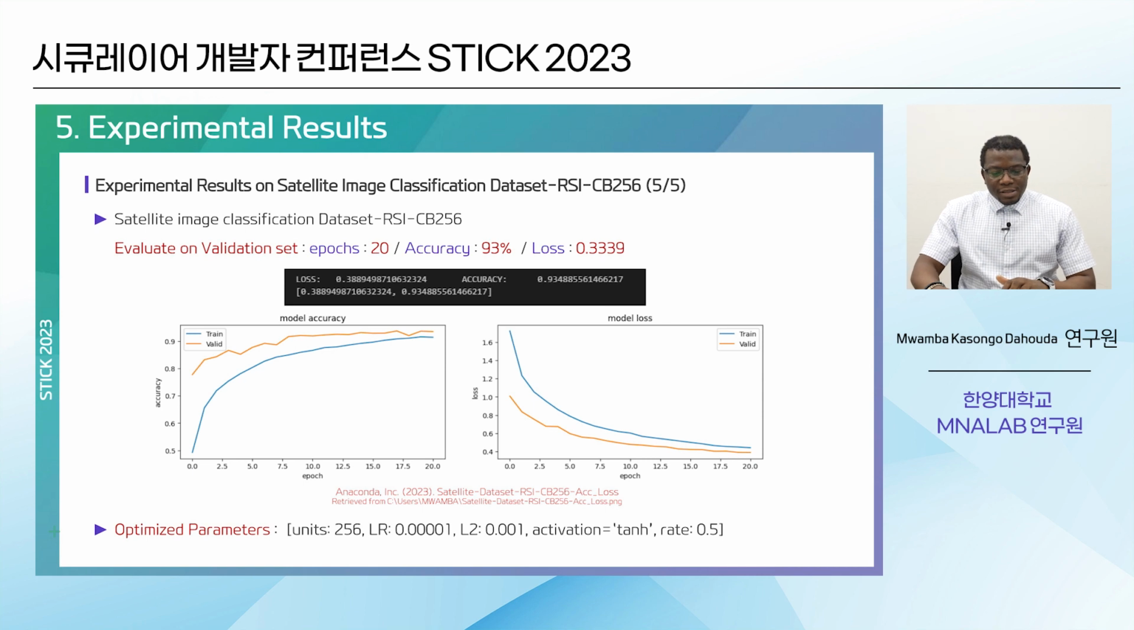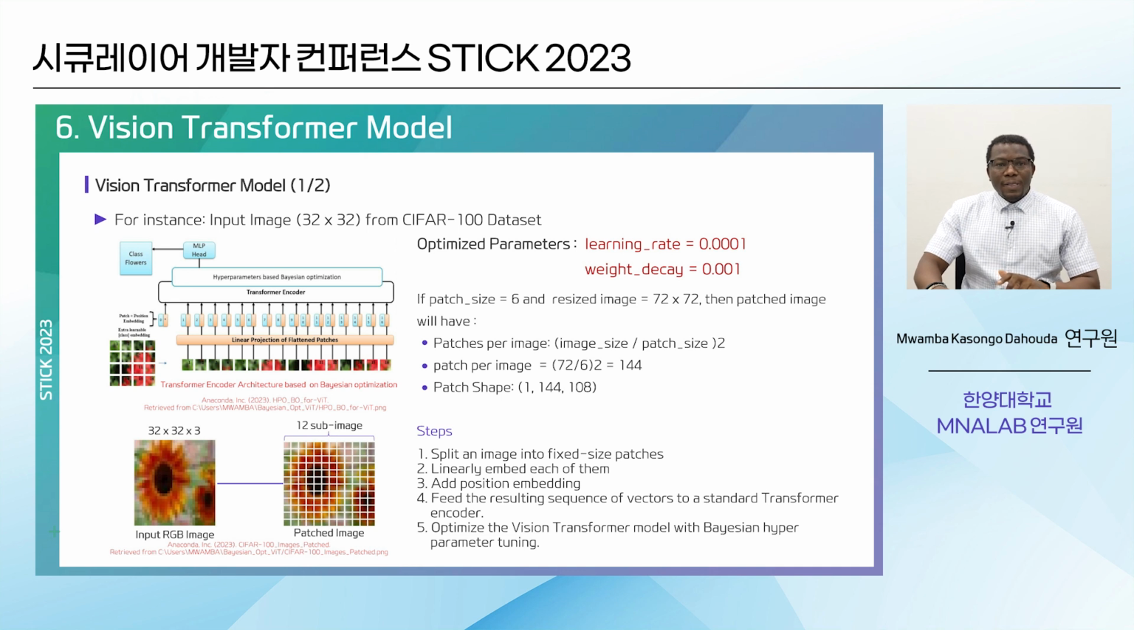On satellite image datasets, the model has achieved an accuracy of 93%, which means it is correctly classifying 93% of the training set, while the loss value is 0.33. After training and evaluating the Bayesian HPO algorithm, we obtain the optimized hyperparameters that correspond to the best performance according to the surrogate model. Then we use those optimized hyperparameters to train the Bayesian transformer encoder for image classification task.